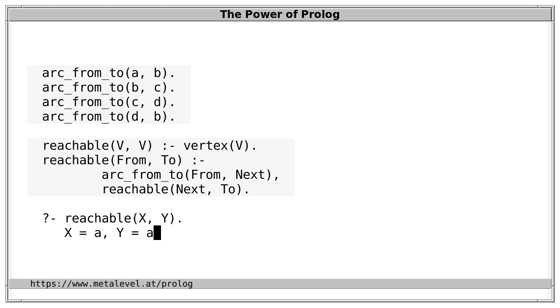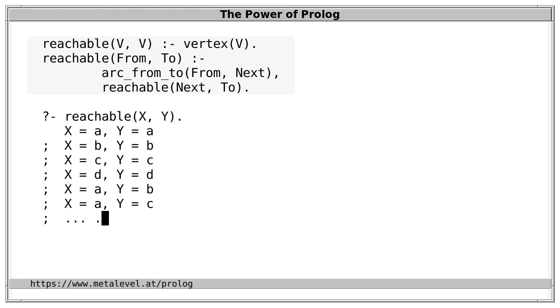And in response, we get answers from the system. In this case, a concrete solution. And on backtracking, Prolog reports more solutions until we ask it to stop. So that looks good. We can use Prolog to compute solutions.